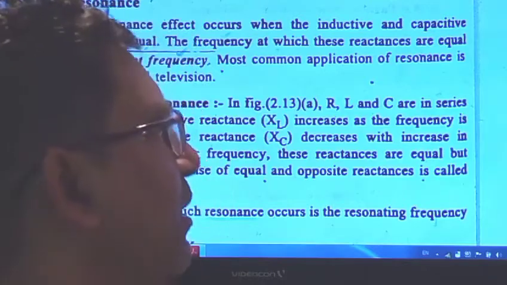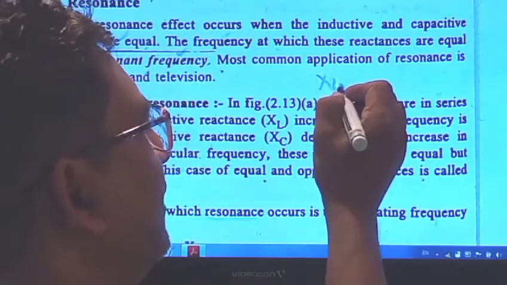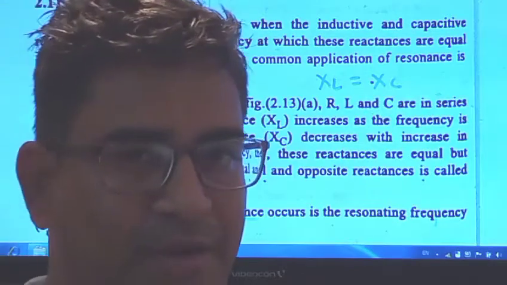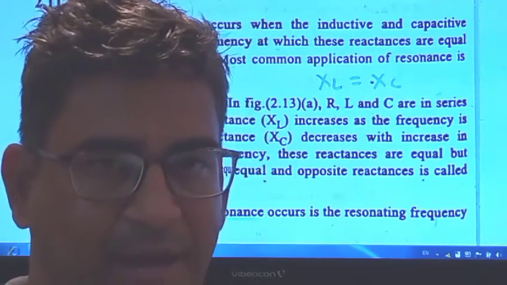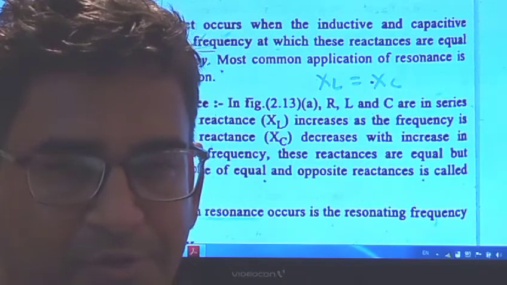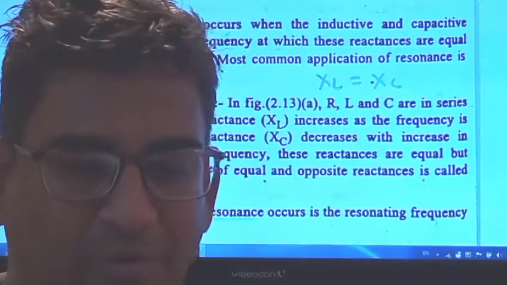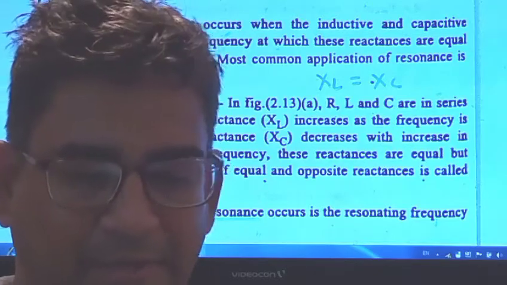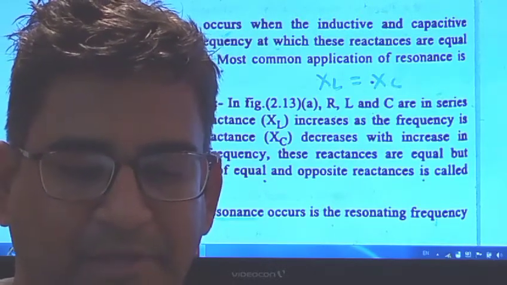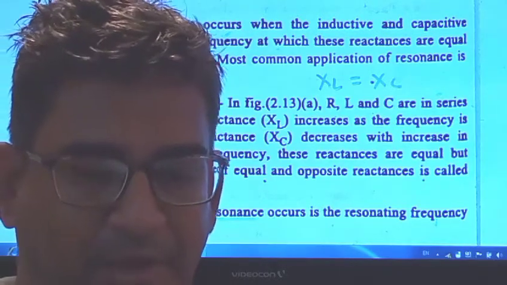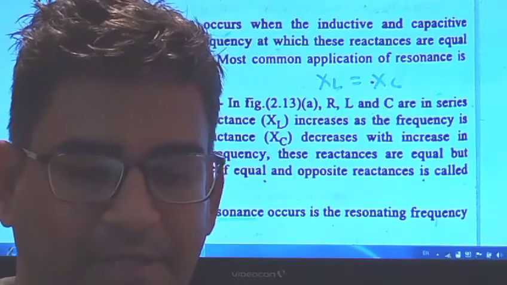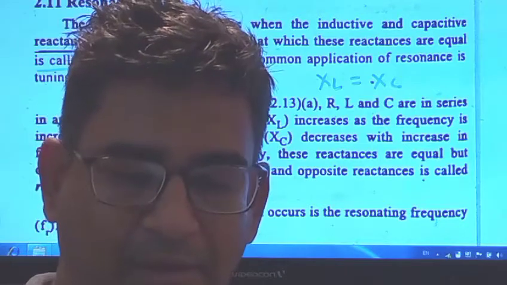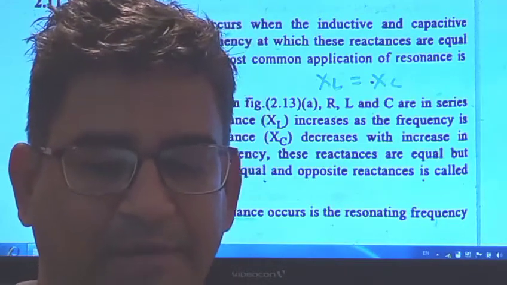Okay, when will resonance occur? When the value of XL is equal to XC, at that particular instant resonance will occur. From this resonance you can see how, in a series RLC AC circuit, the inductive reactance increases as the frequency increases, but the capacitive reactance decreases with the increase in frequency.